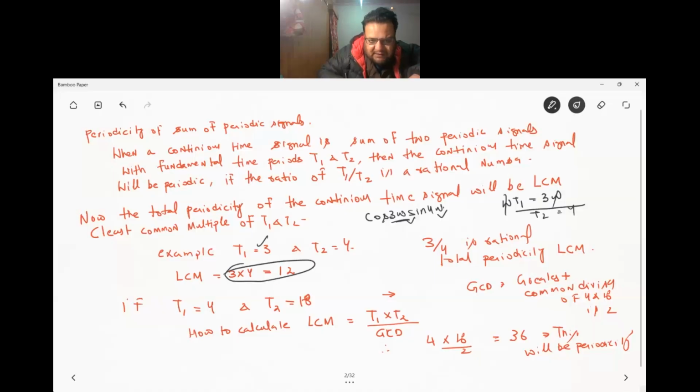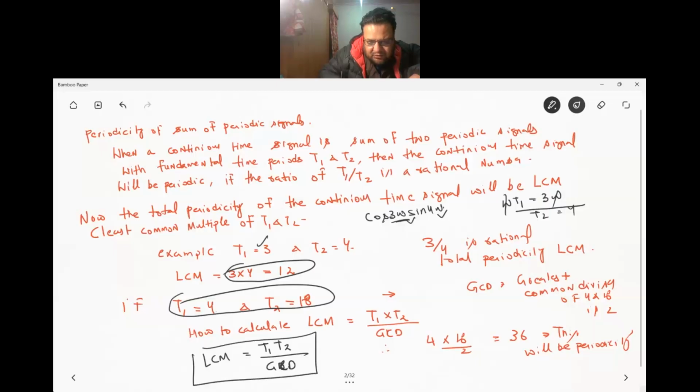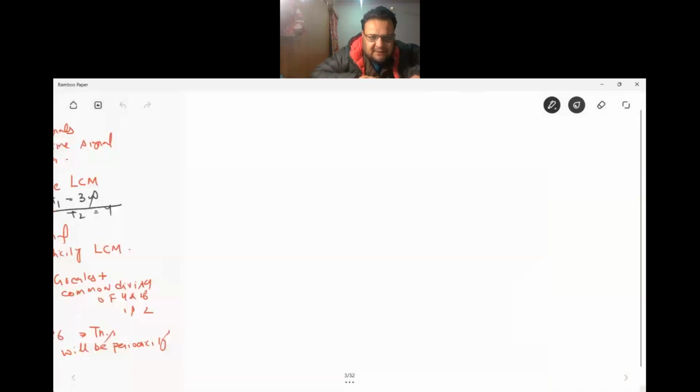But in case you have a signal like this, 4 and 18, in that case you calculate the LCM by multiplying the two periods T1 and T2 and dividing by the greatest common divisor. This is the method. This can also be applied to the amplitude. So here you get the total periodicity of the signal.